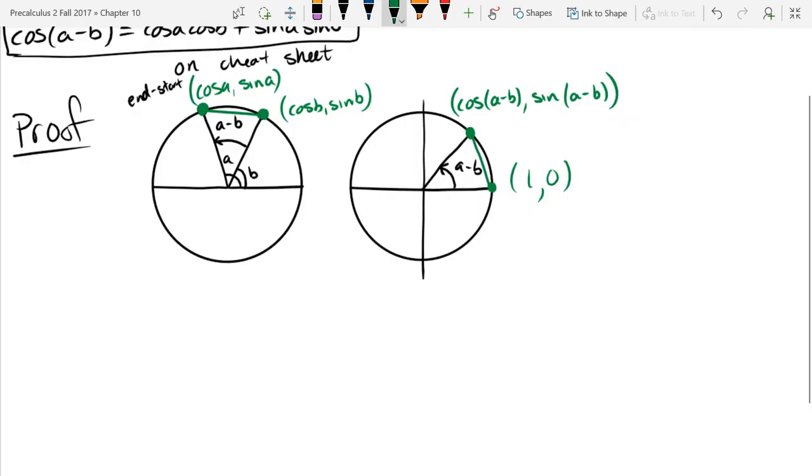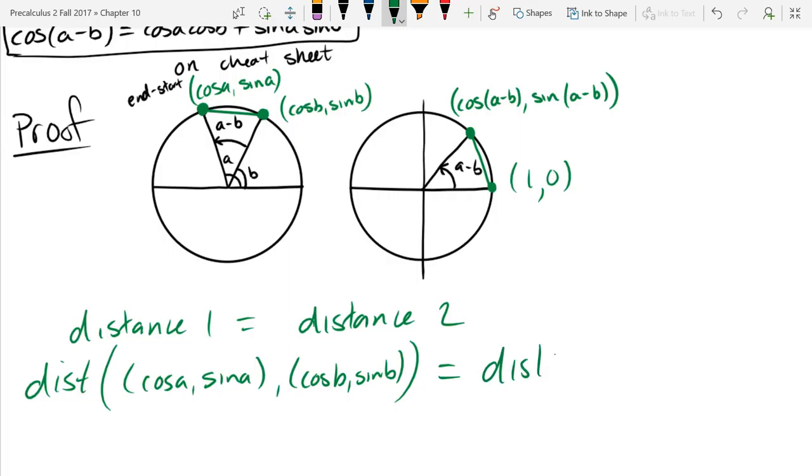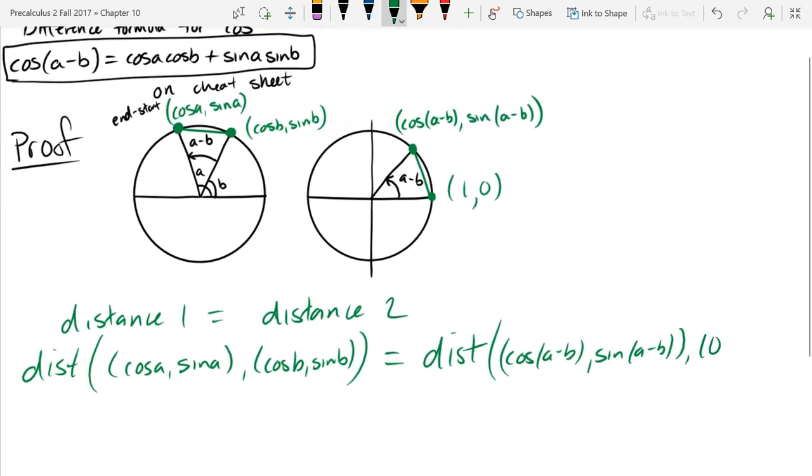So if I write out the full ugly formula, I'll write distance 1 equals distance 2. So that'll be the distance between the points. So in the first one, cos A, sine A, cos B, sine B equals the distance between the other two points, cos A minus B, sine A minus B, 0, 1. No, 1, 0. So the distance between the two points are equal.